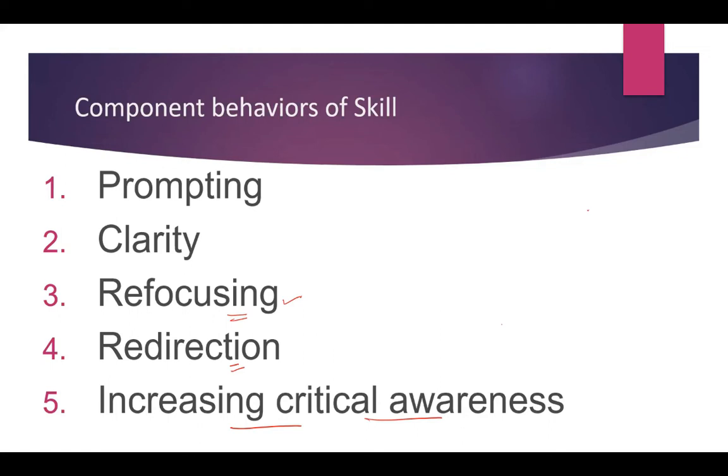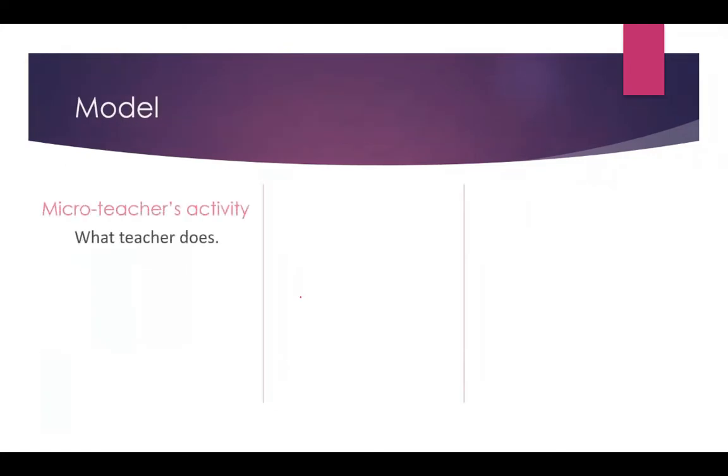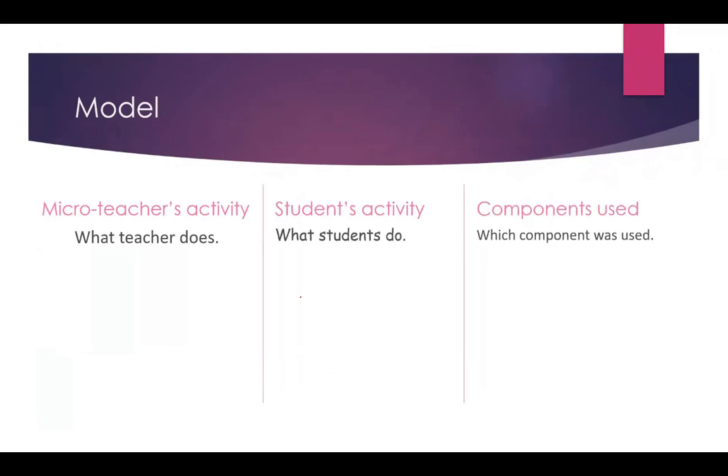Here we ask questions like why or how, and after this we have the micro teaching lesson plan of 3 columns. The first column deals with the teacher's activities, like you ask questions here, and here will be the students' responses, and here will be the component which you have used, like you have prompted the student, or you have sought further information from the student, or you have refocused, or you have redirected any question. So these are the components which you have to write in the component column.